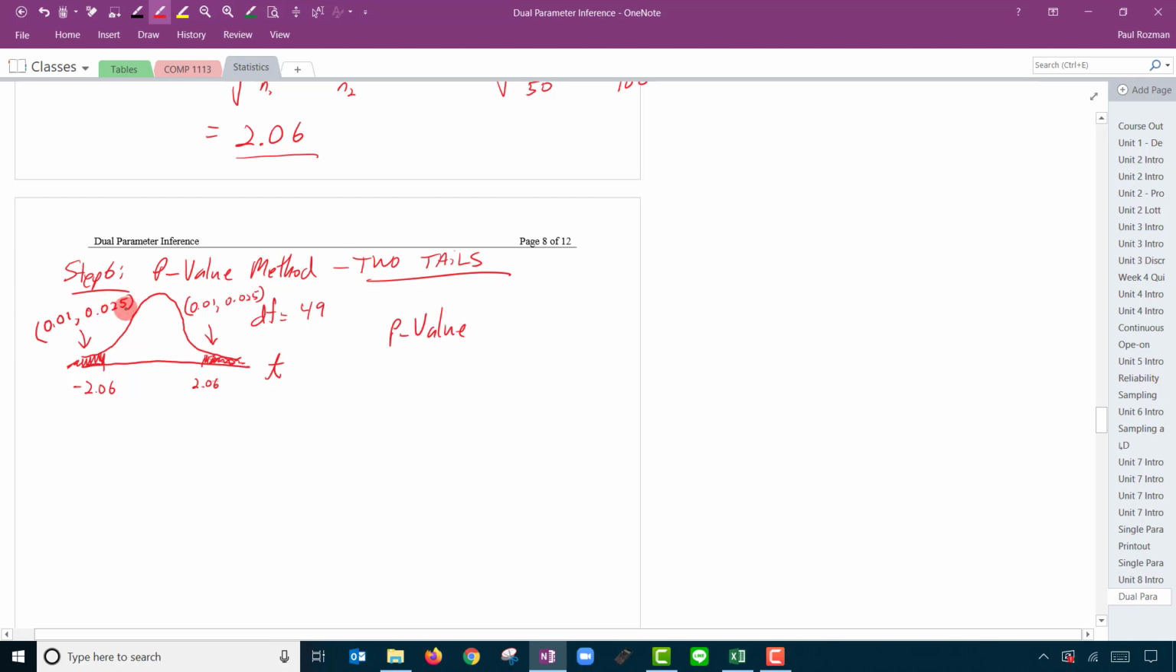So my p-value is the total. It's basically, I'm summing those two things together. So I guess I could put it as a range. It's between 0.02 and 0.05. And then we can do step 7.